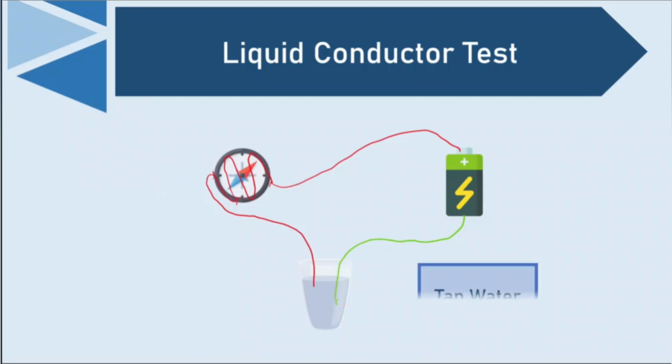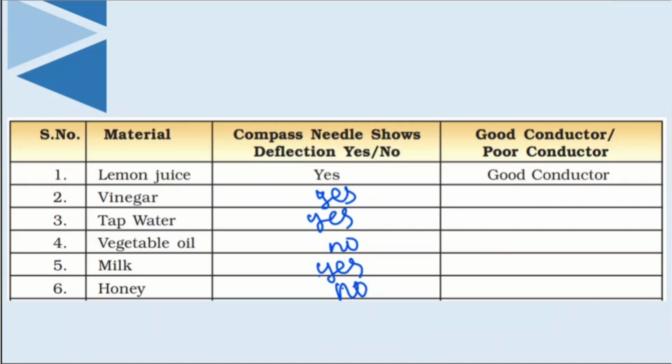Replacing lemon juice with tap water, we can observe similar effects. This means that tap water as well is a conductor of electricity. But if we take distilled water in its place, the compass needle does not deflect. Hence, we can say that distilled water is not a conductor of electricity.